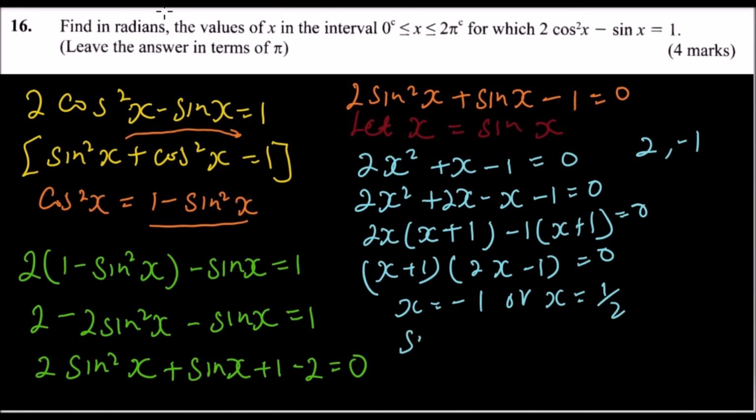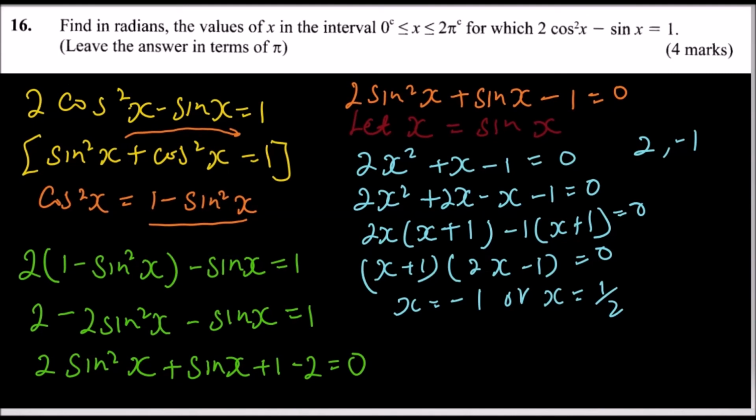Remember we had said that our x is equals to sine x. So since we had assigned x is equals to sine x, it means sine x is equals to minus 1, or sine x is equals to a half. Now the angle whose sine is equals to minus 1, okay, let's start with the half. The angle whose sine is a half is 30 degrees.